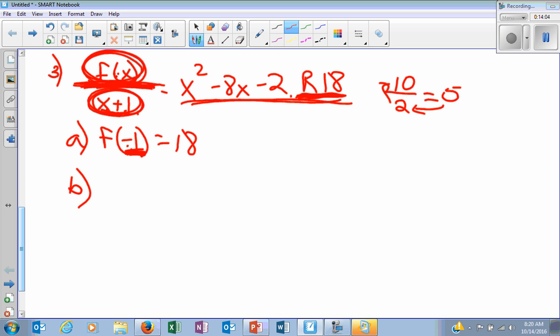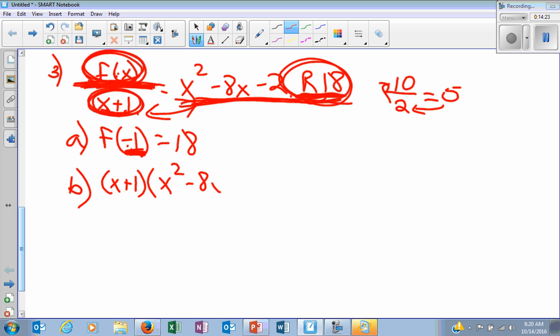How do we say that you could check this? By taking these and doing what with them? Multiplying and adding the remainder at the end. Yes, we did that as homework. So we should go x plus 1 times x squared minus 8x minus 2, and then add 18 out here. Notice this is out here all by itself, because I have to multiply these two things together first and then add the 18 in last. So I have to distribute.